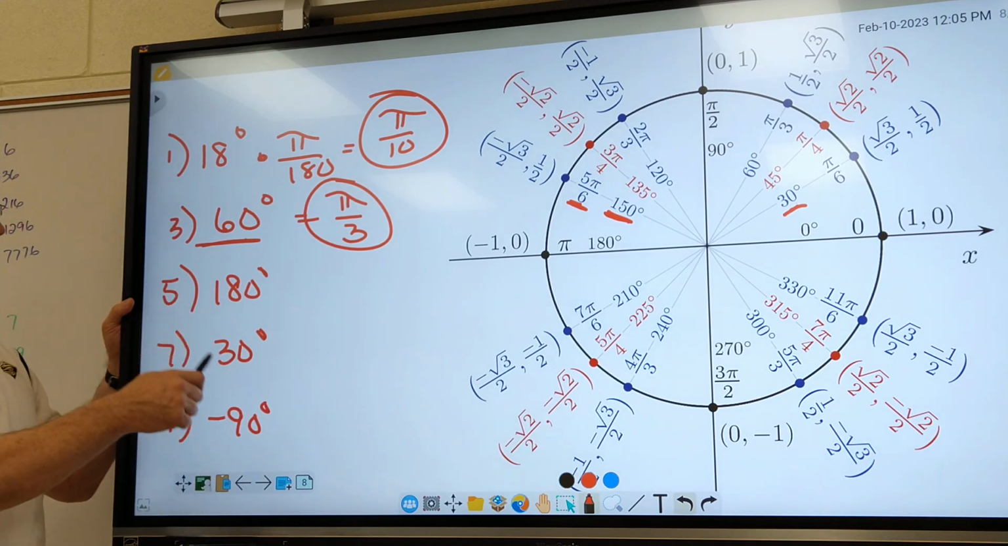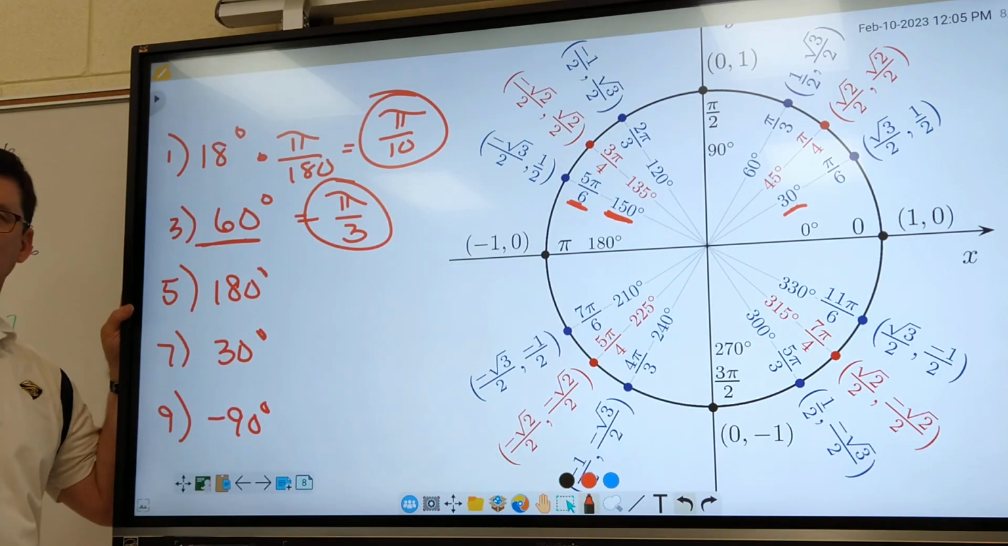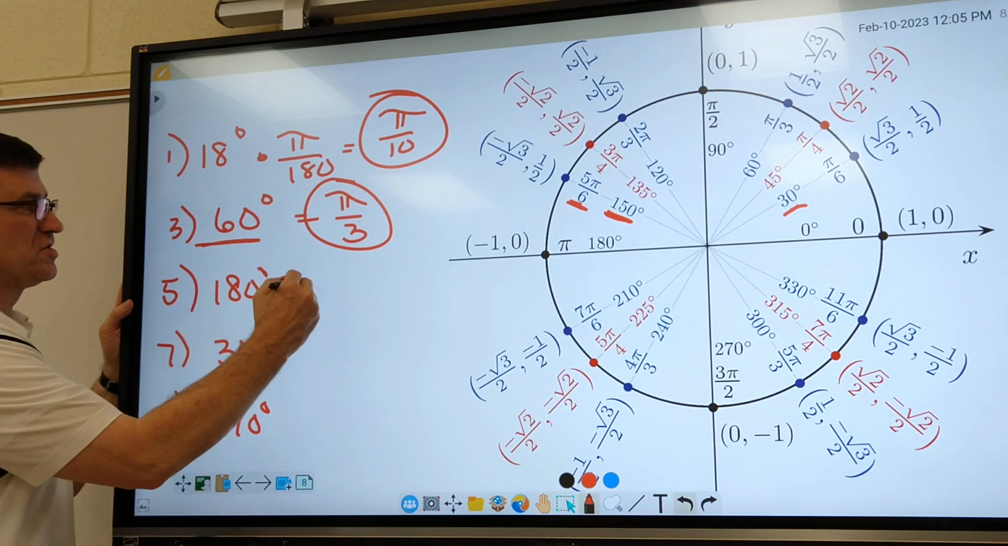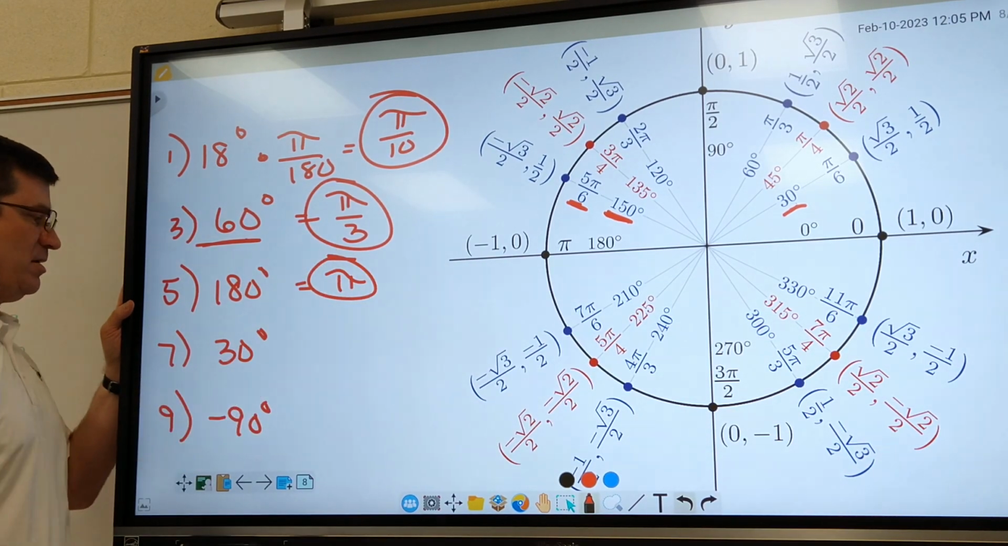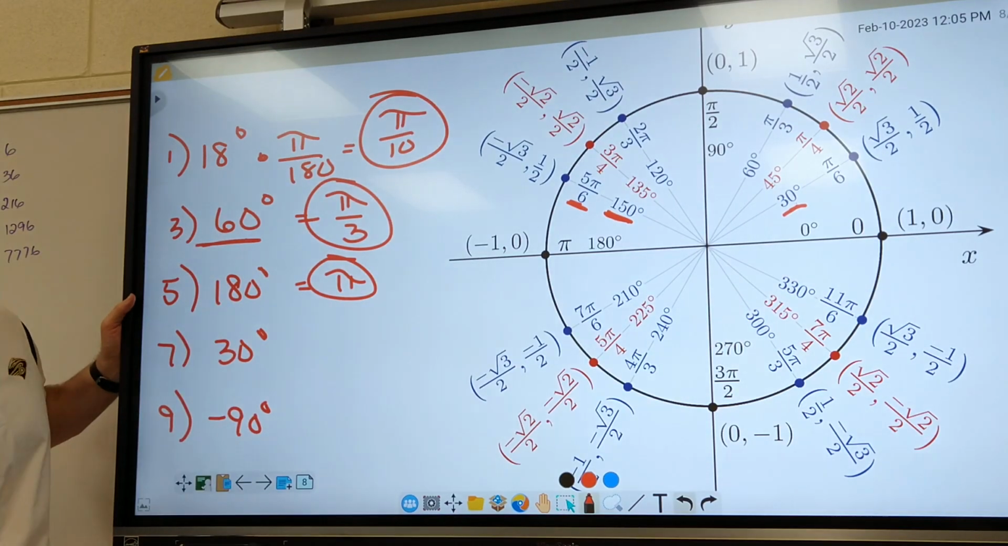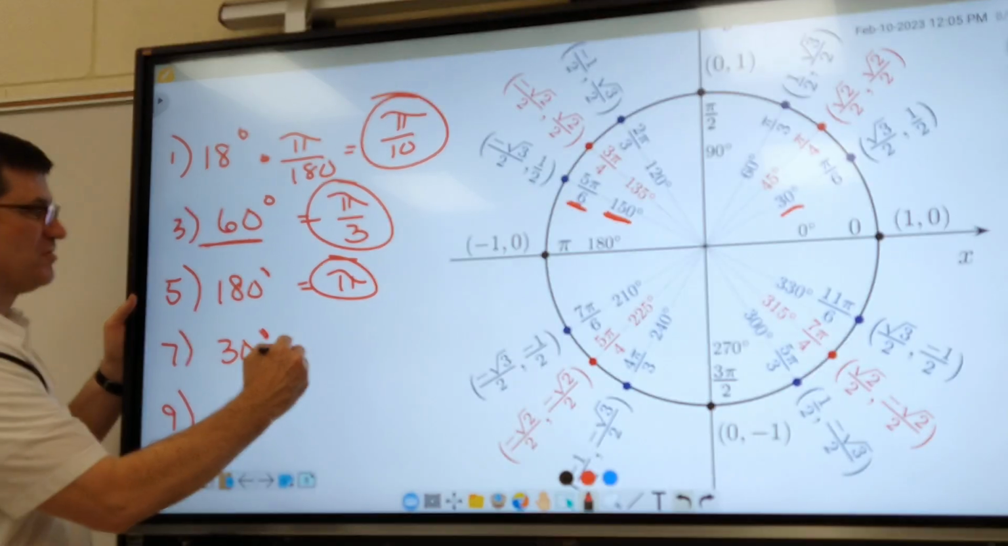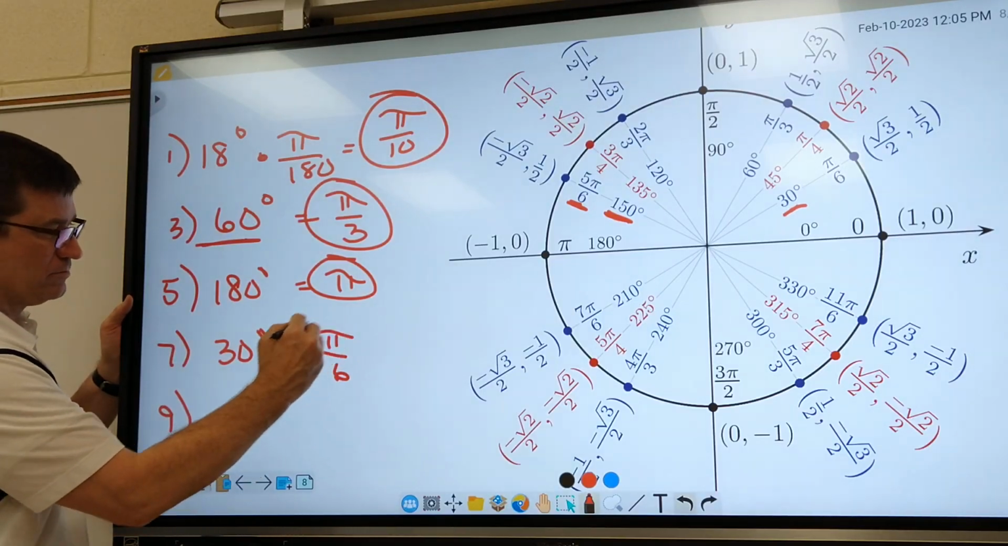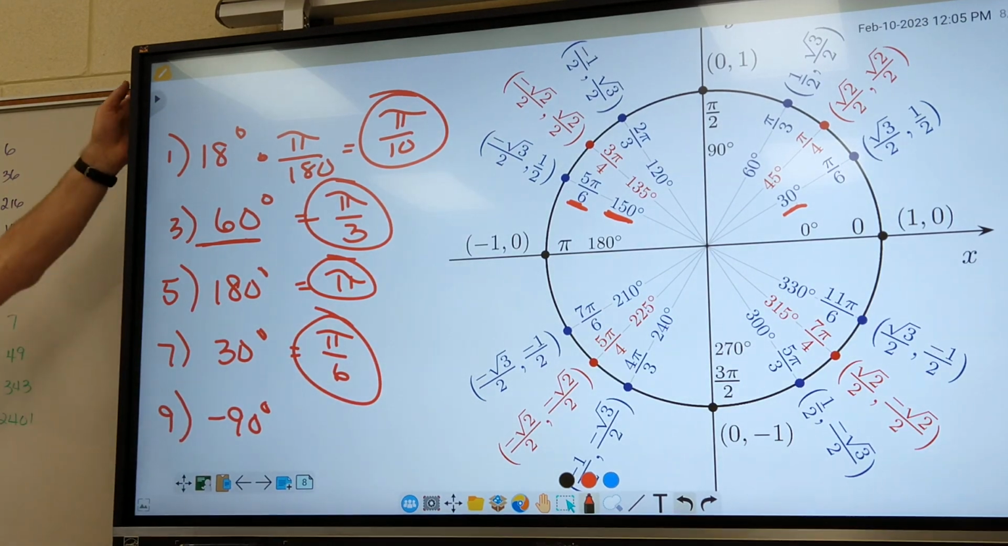All right, let's go to number 5. Find 180 degrees. Just pi. So that's 1 pi, or just pi. All right, number 7. Find 30 degrees. Pi over 6. All right, now let's go to number 9.